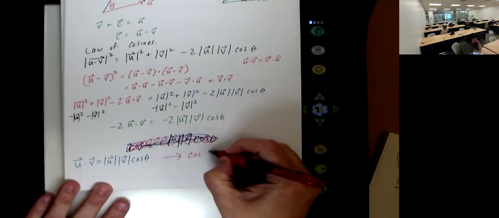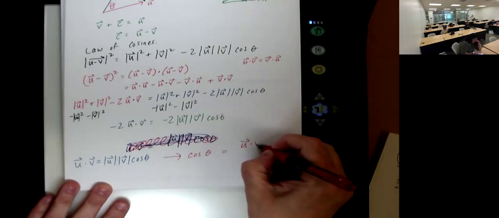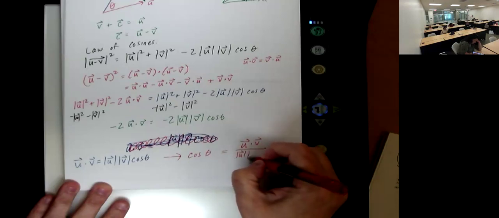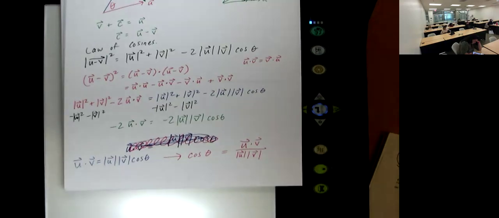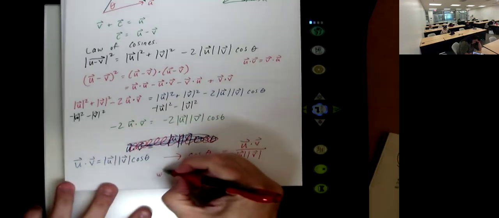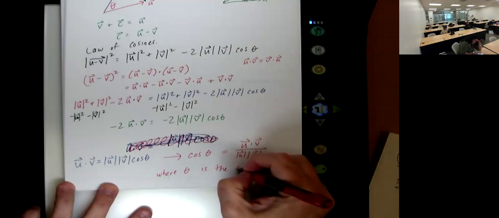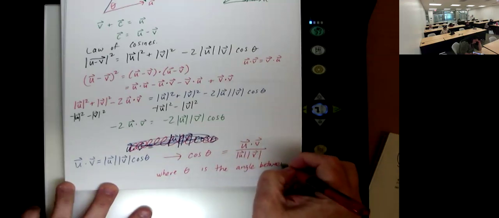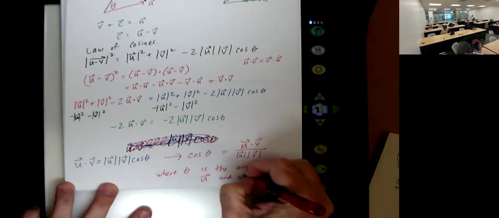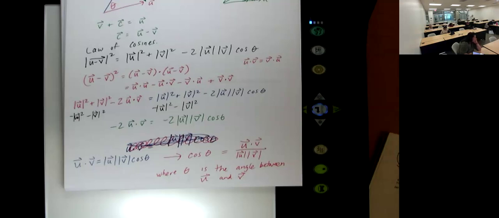Which gives us a new way of finding theta. Cosine theta is U dot V over the magnitude of U, magnitude of V, where theta is the angle between U and V. It's handy because it gives us an easy way to find the angle between them.